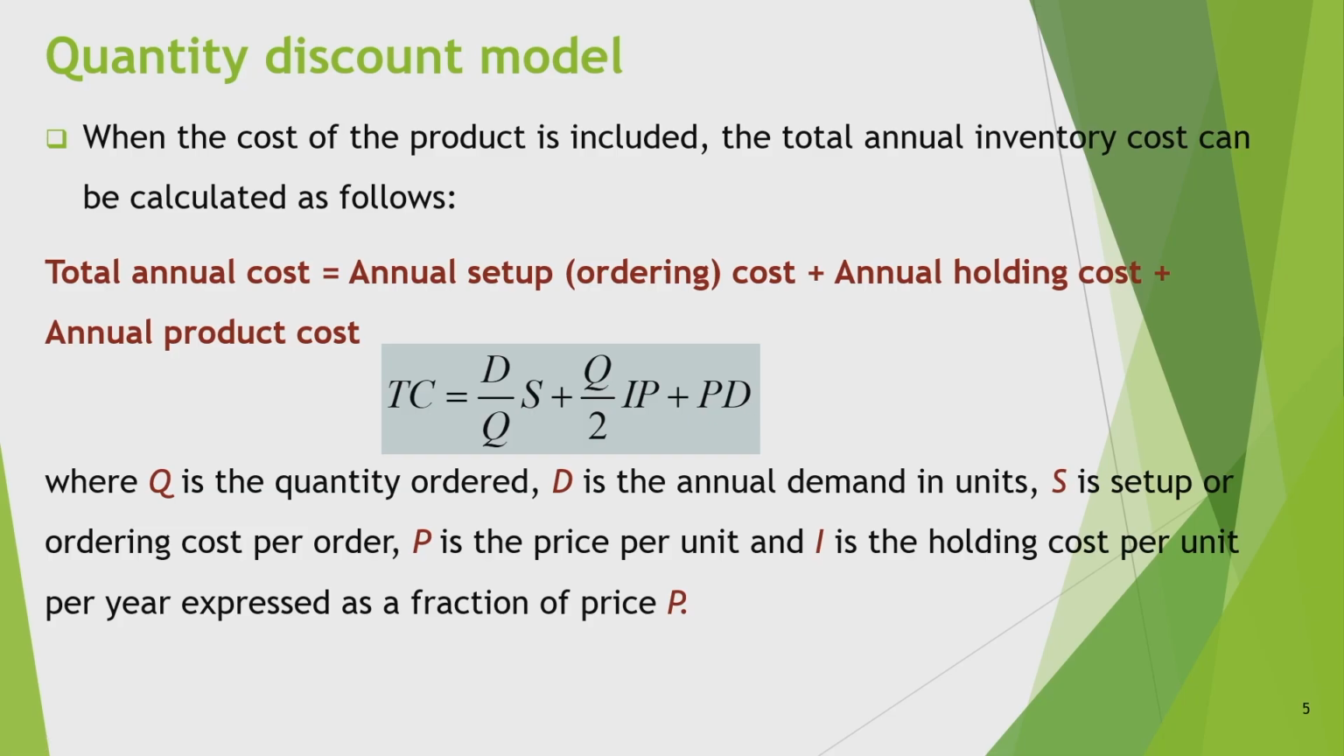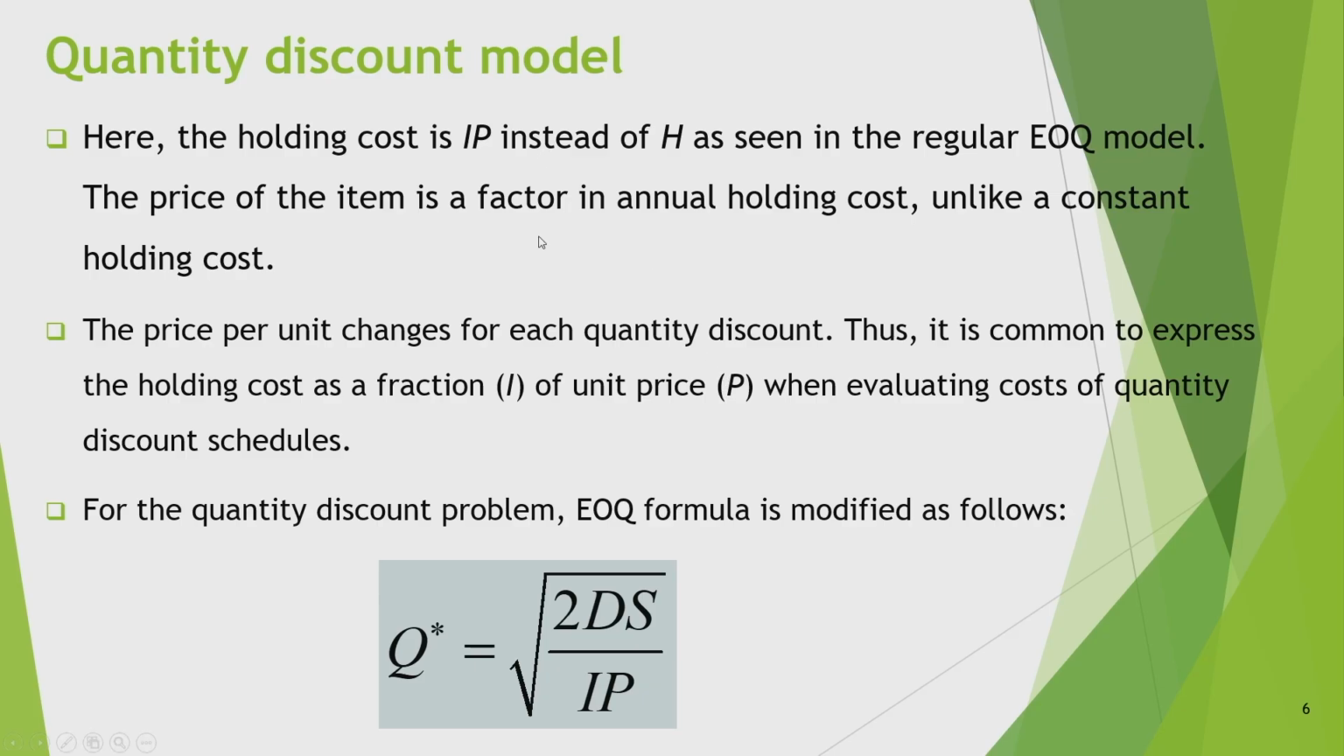Now here the holding cost is IP instead of H, as seen in the regular EOQ model. The price of the item is a factor in annual holding cost, unlike a constant holding cost, so the price per unit changes for each quantity discount. Thus, it is common to express the holding cost as a fraction I of unit price P when evaluating costs of a quantity discount schedule. For the discount problem, the EOQ formula can now be modified.